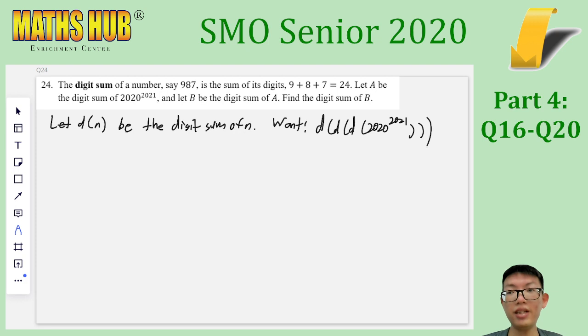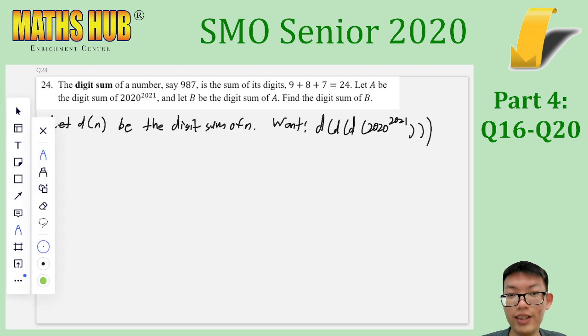Now this seems at first to be quite impossible because 2020 to the 2021 has a lot of digits. Admittedly, the ones at the back are all 0, but even if we remove them, 202 to the power of 2021 doesn't seem any better than what we started with. And we're supposed to repeat the digit sum 3 times. How do we do that? Well, there are 2 important observations when we look at digit sum.